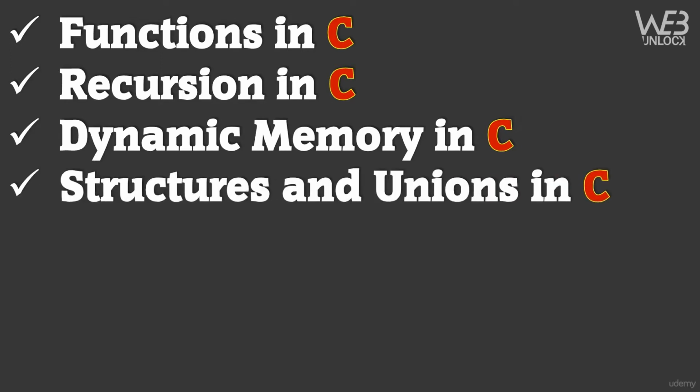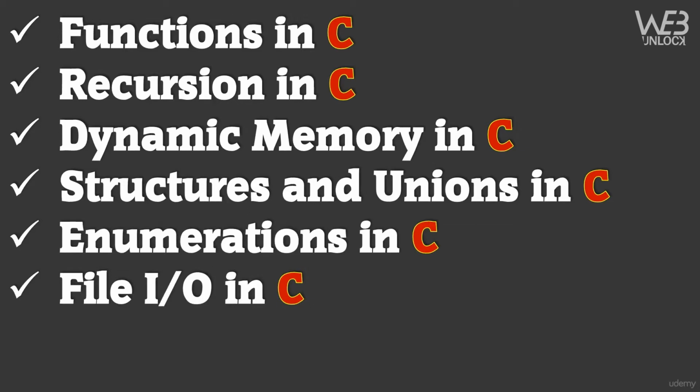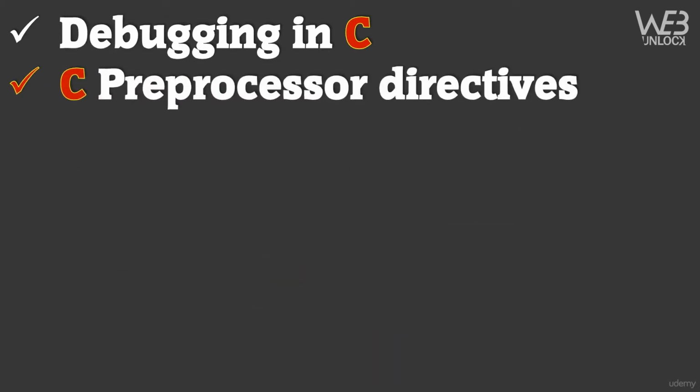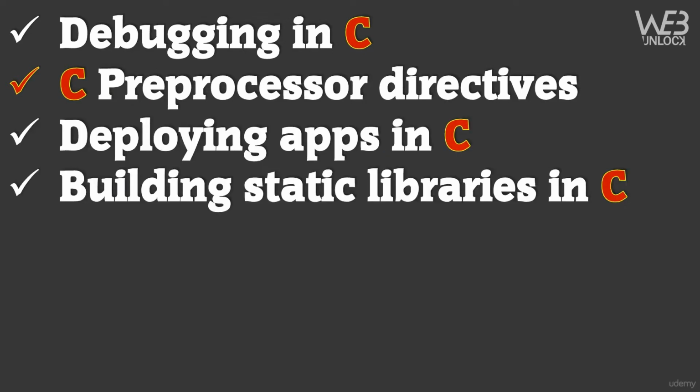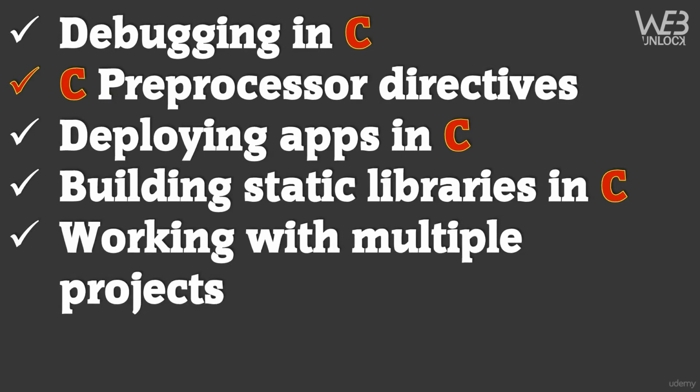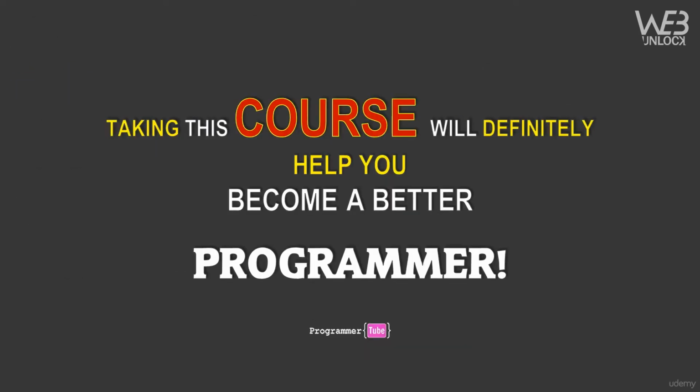We will talk about structures and unions, enumerations, file I/O. We will look at debugging in C, a section on the most important preprocessor directives to learn about in C. We will even build our own static libraries in C. We will also work with multiple projects in Visual Studio and more. So taking this course will definitely help you become a better programmer.